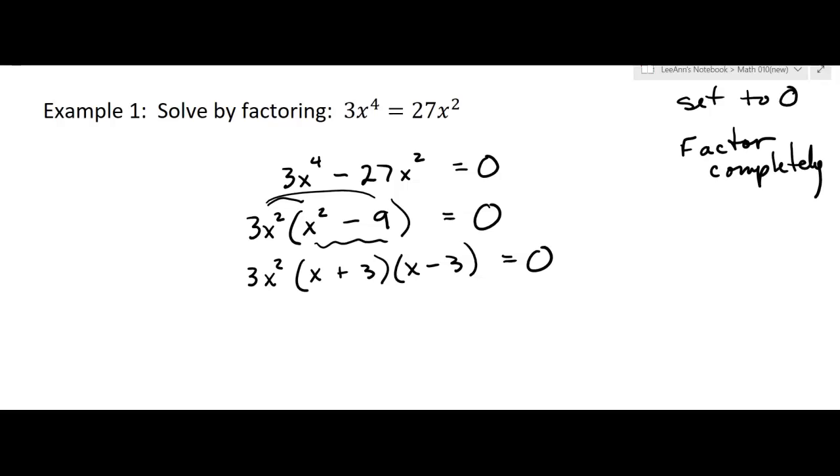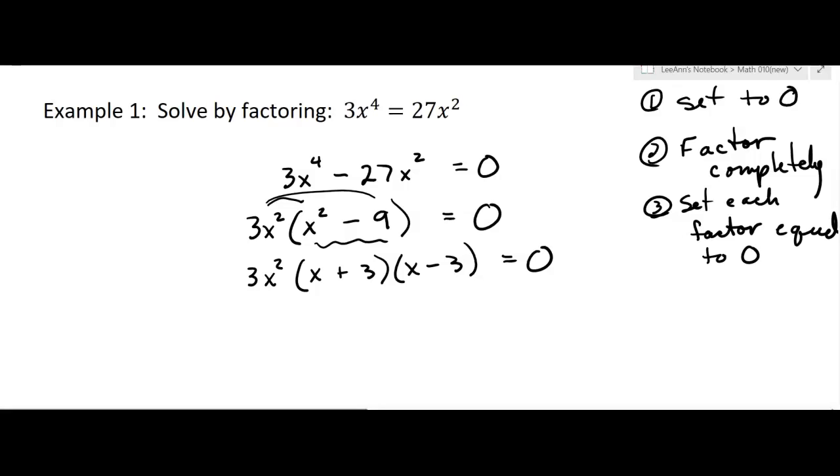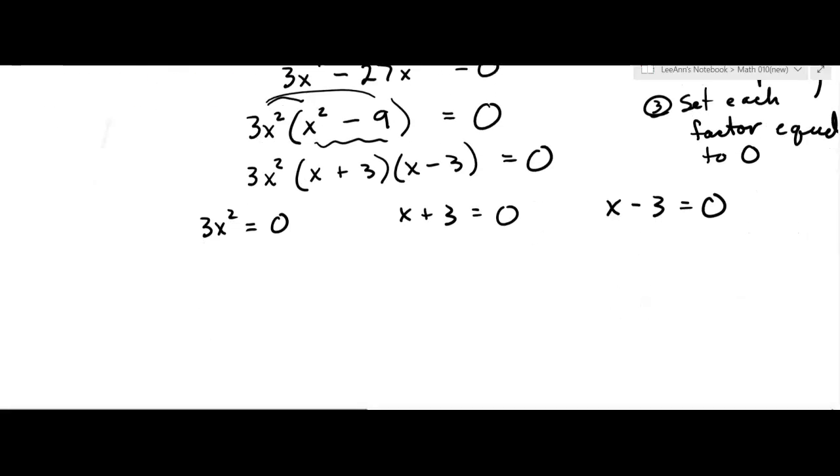And then you're going to set each factor equal to 0. So this is like step 1, step 2. Set each factor equal to 0. Now this should seem familiar because that's how we solved quadratic equations by factoring. Okay, so 3x squared, that could be 0. X plus 3, that could be 0. Or x minus 3, that could be 0. And then you're going to solve each of those equations.